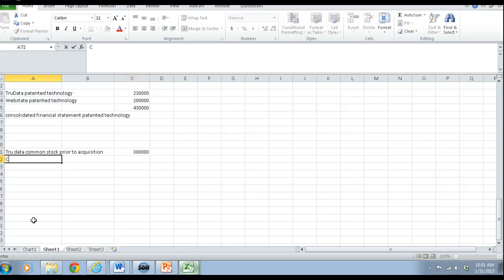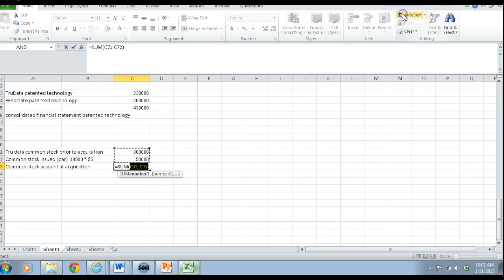And then they issued an additional 10,000 shares with a $5 par value. So, the common stock that should be shown after this acquisition should be what they originally showed of 300,000. And then common stock issued at par was at $5 a share. So this would be 10,000 shares at $5 a share or 50,000. So the common stock account at acquisition should show 350. We're not going to show anything with the other company.